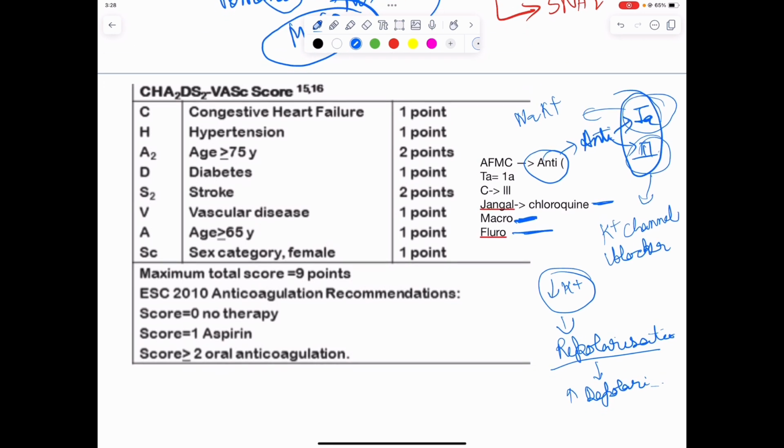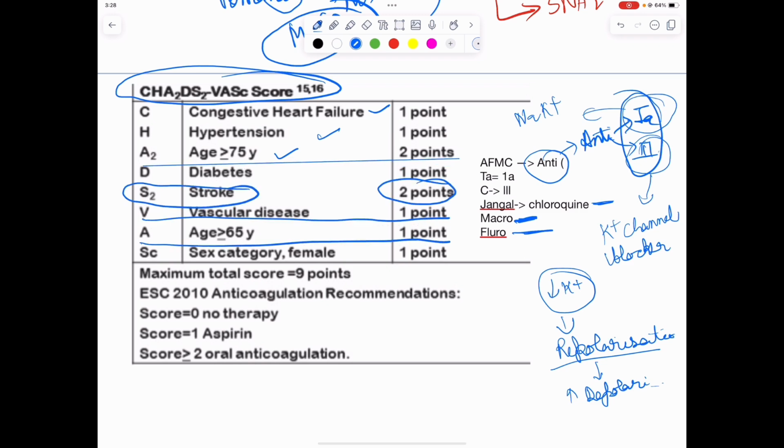Now we come to this scoring system. What we do in this scoring system is: congestive failure 1 point, hypertension again 1 point, age greater than 75 years we give 2 points here, diabetes 1 point, stroke. Now here stroke is given 2 points, and then vascular disease 1 point, age greater than 65 years 1 point, sex category female again 1 point.